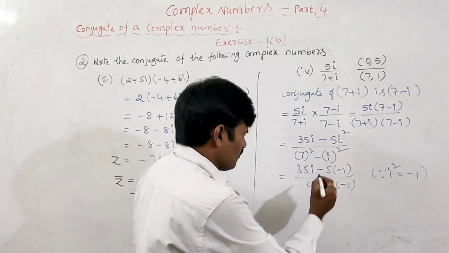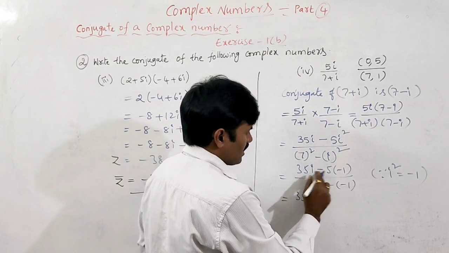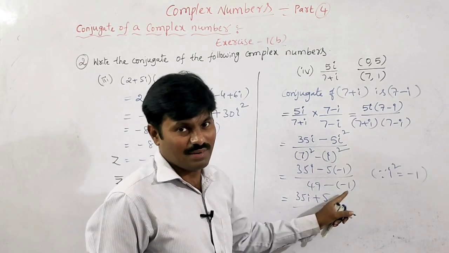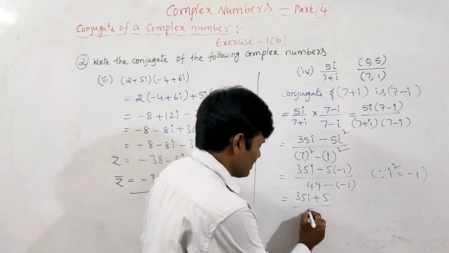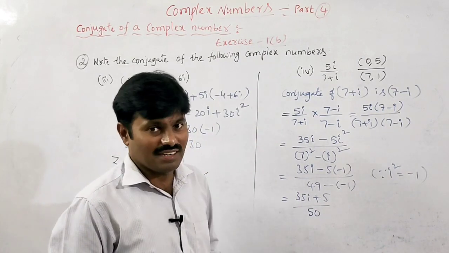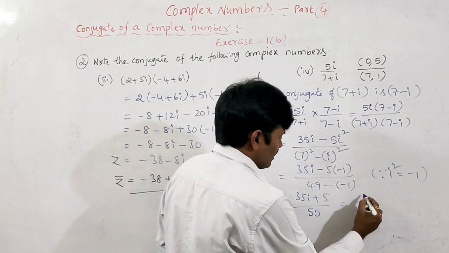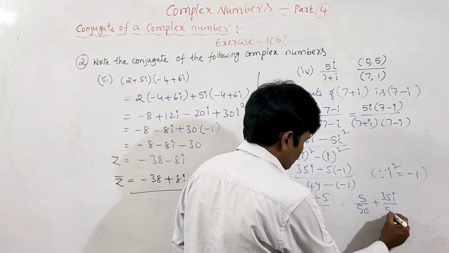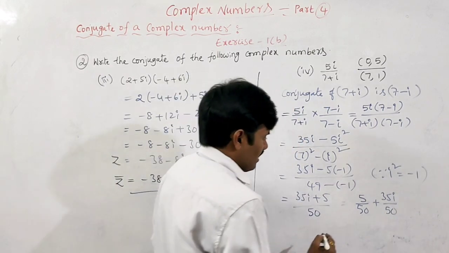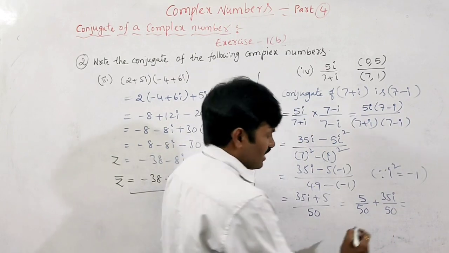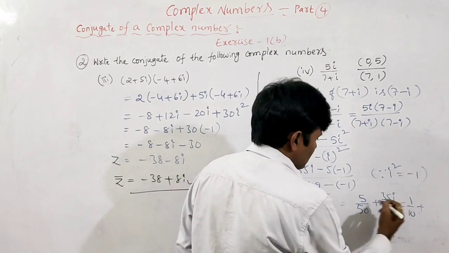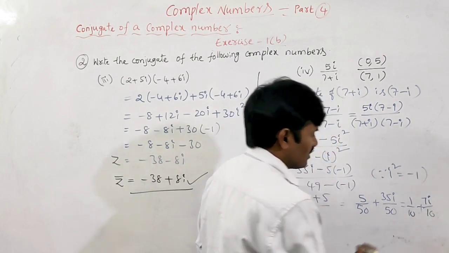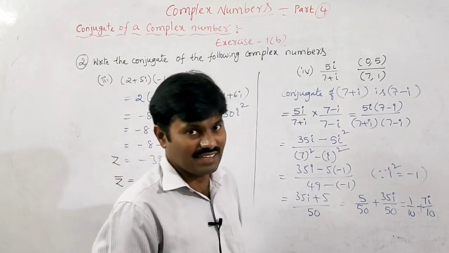Now if we simplify, we get 35i plus 5 whole by 49 plus 1. 49 plus 1 we get 50, very easy. So we got the denominator as 50. Now if we separate like this, 5 by 50 plus 35i by 50, then we get 5 by 50, that is 1 by 10, plus the common factor is 5: 5 7s are 35, 5 10s are 50. So we get 7i by 10.